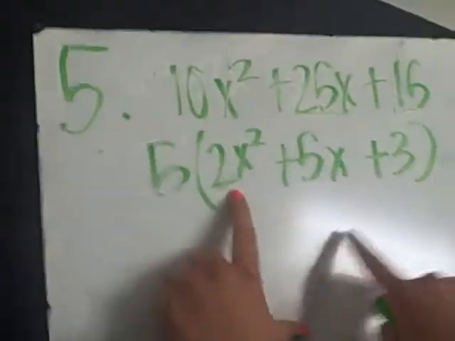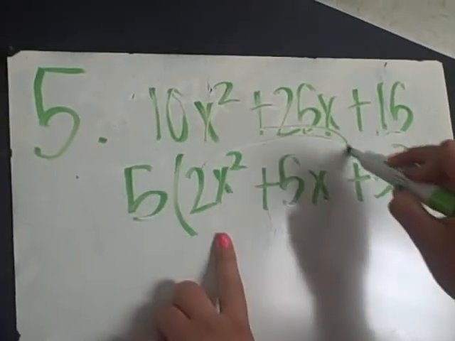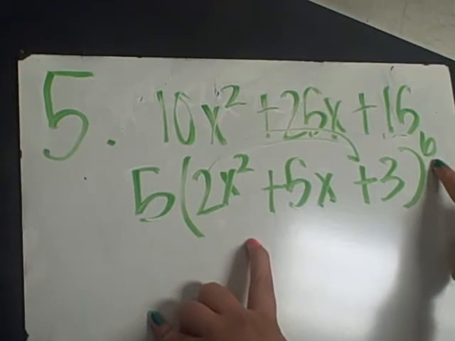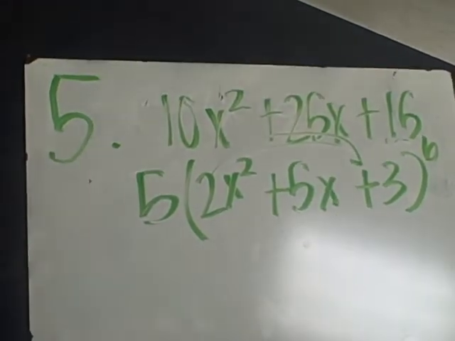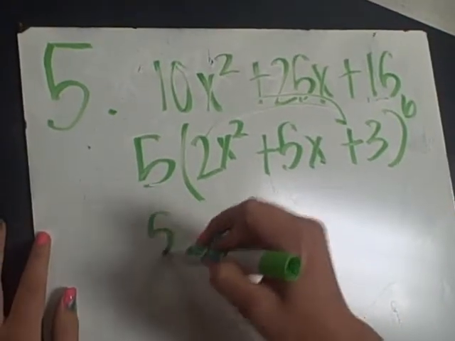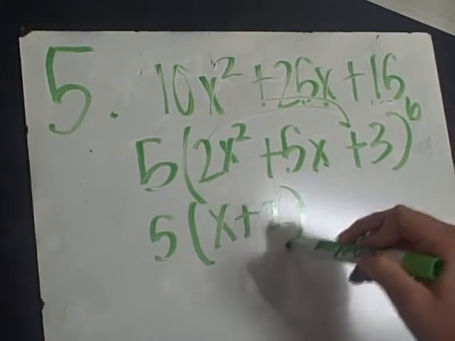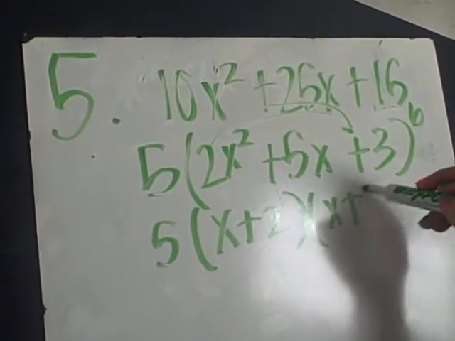Then you multiply 2 times 3 using the Lizzie method, and you get 6. Now you have to find what factors multiply to 6 and add to 5. And that is 2 and 3. So you take down your 5, and you get x plus 2, x plus 3.